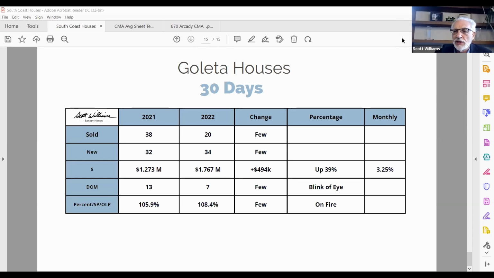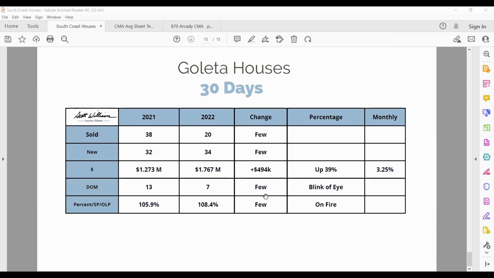Anybody, anything that's on your mind? Hey, Scott, Renee Connor here. I have a question. Please, Renee.